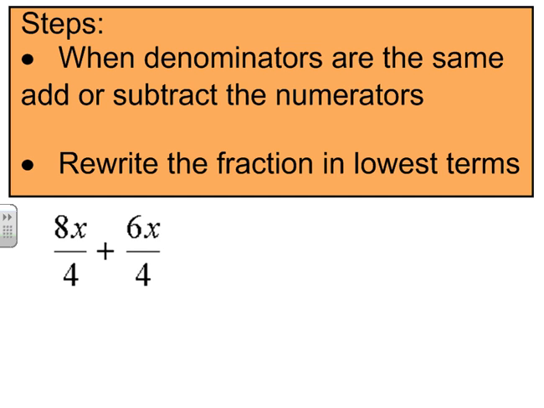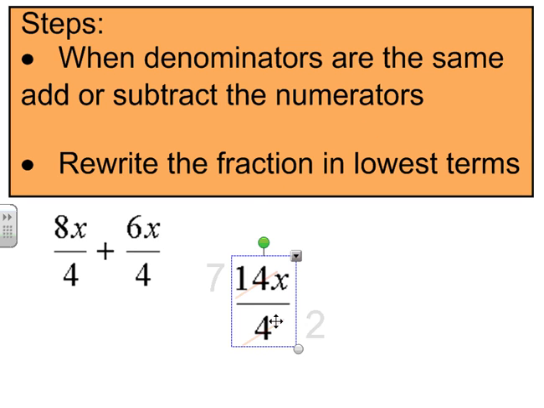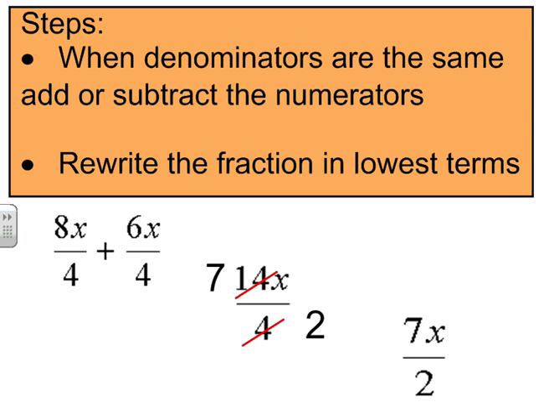Here we have 8x divided by 4 plus 6x divided by 4. If we keep that denominator 4 and add the numerators 8x plus 6x, we will get 14x divided by 4. We recognize that 2 can go into both 14 and 4, and therefore simplifying it a little bit more, that would give us 7x divided by 2.